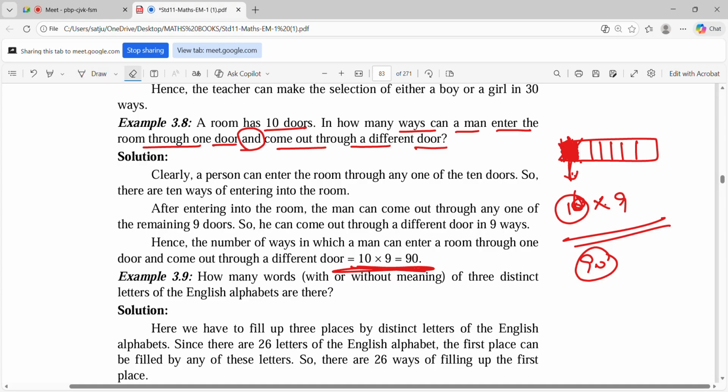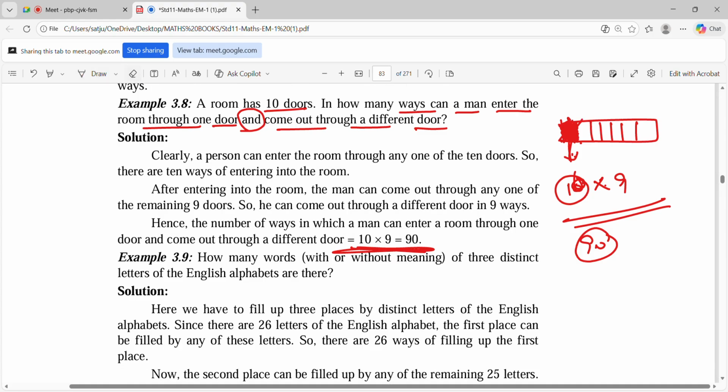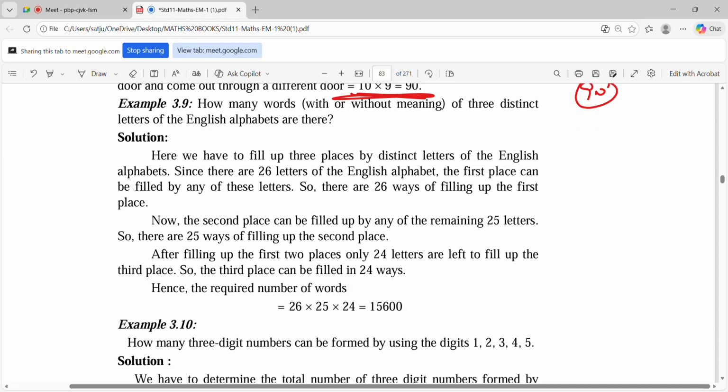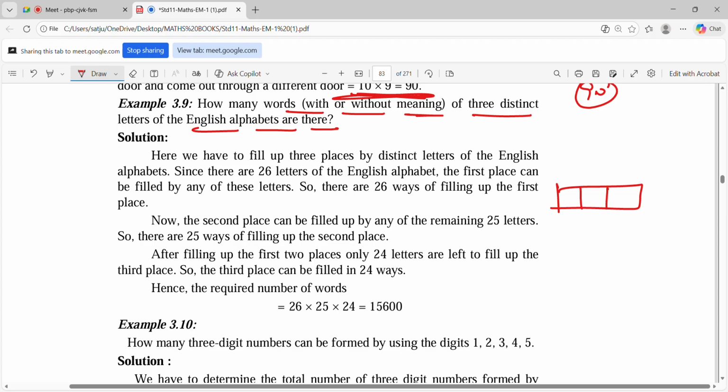The fundamental counting principle is very, very important. Next: how many words, with or without meaning, of three distinct letters of the English alphabet are there? So three distinct, that's it.